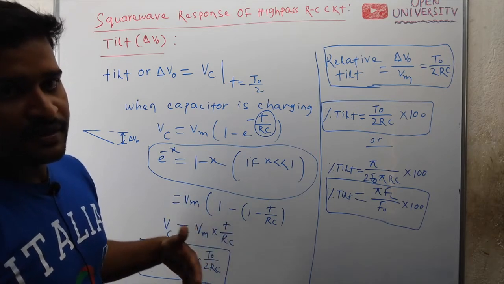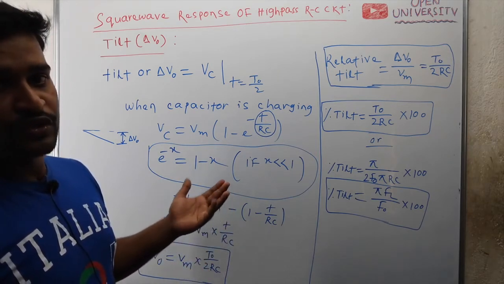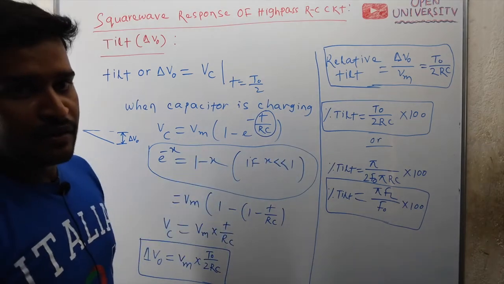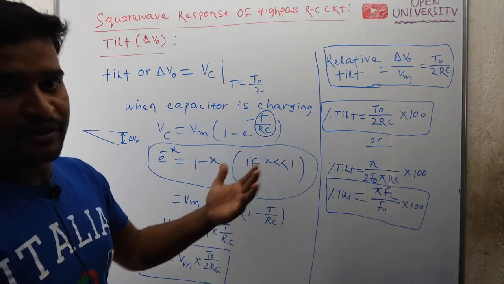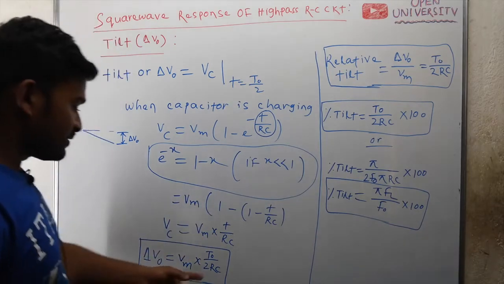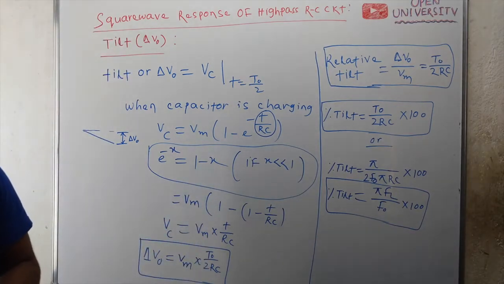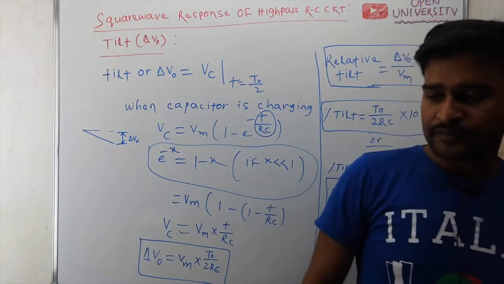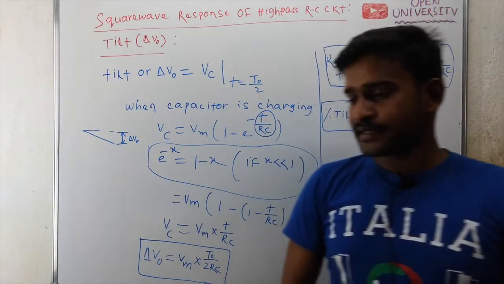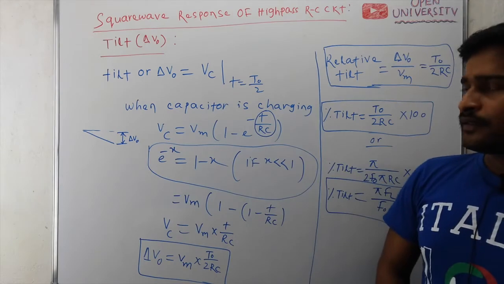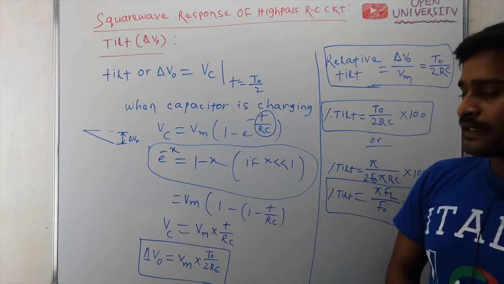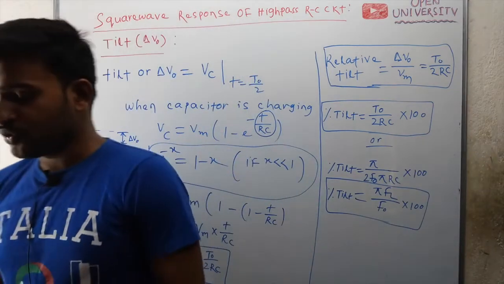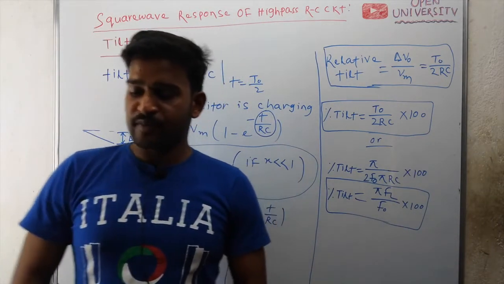Wave shaping refers to changing the shape of the waveform. So there is no change of the input signal in the output if the time constant is very high. So write down this point: if time constant RC is very high, then tilt will be very small.